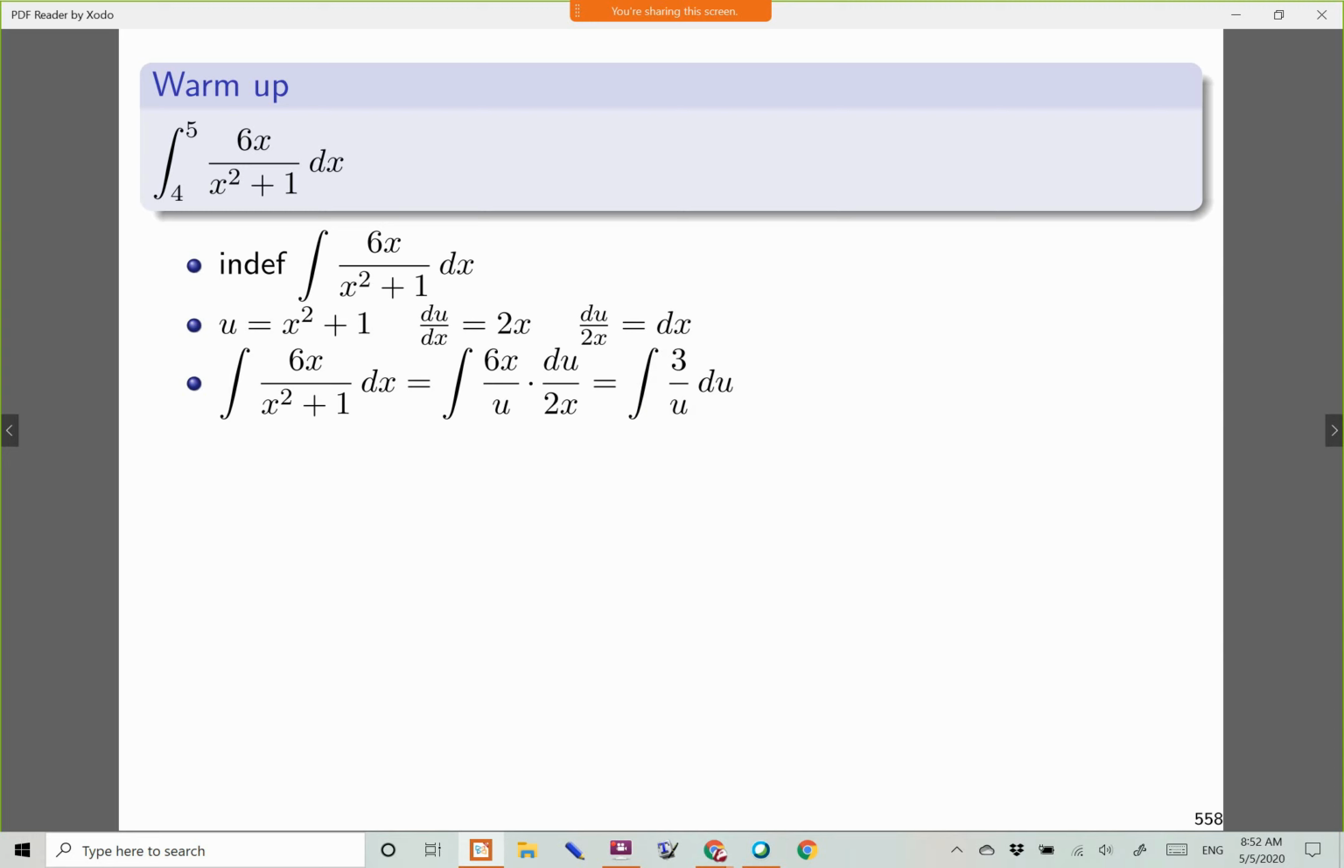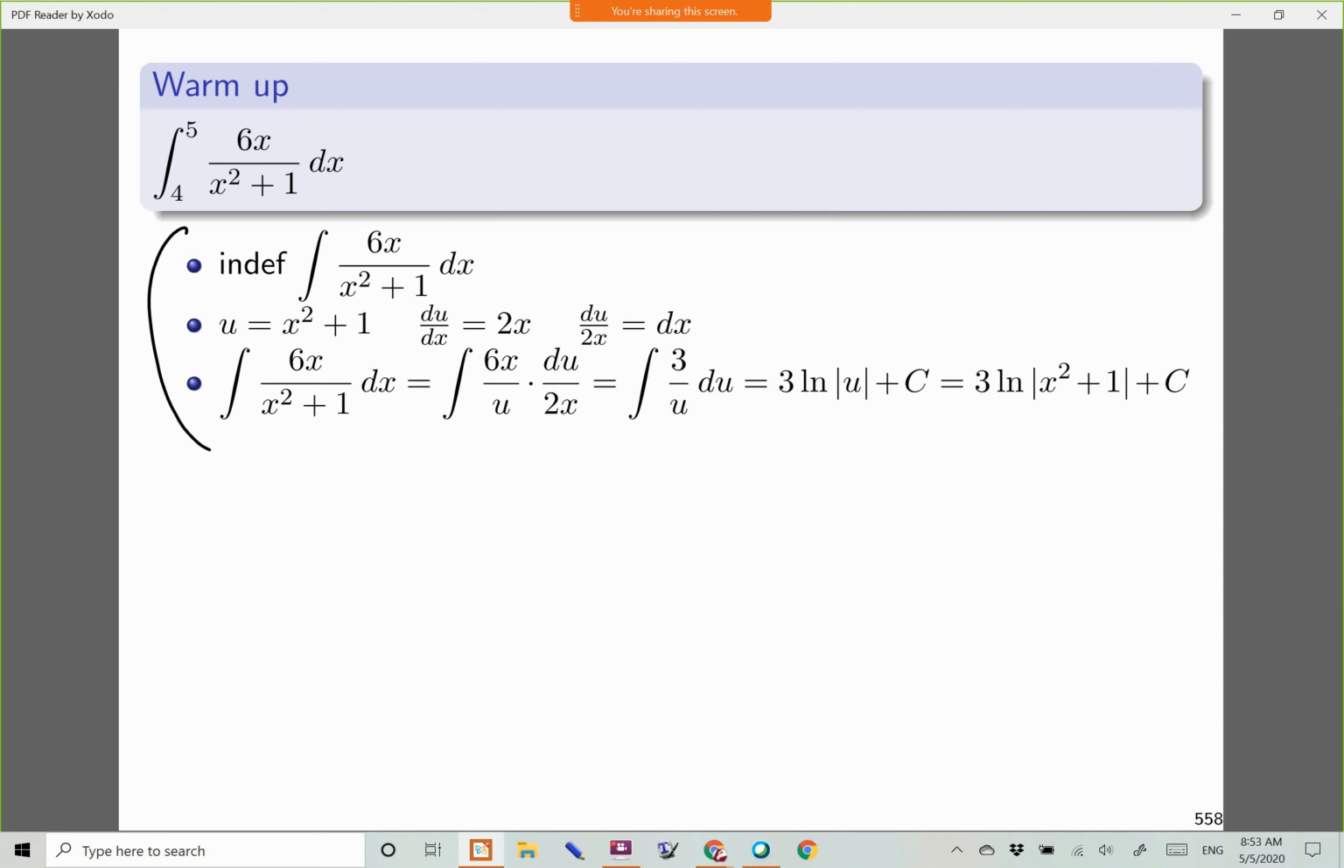Okay, so the 3 you can copy, and then to anti-differentiate 1 over u, that should be ln of the absolute value of u plus c. And then one last step here is to replace the u with x squared plus 1. So you have 3 times ln of the absolute value of x squared plus 1, close the absolute value, plus c. Well, that's the indefinite integral, right? So this finishes off the indefinite integral problem.